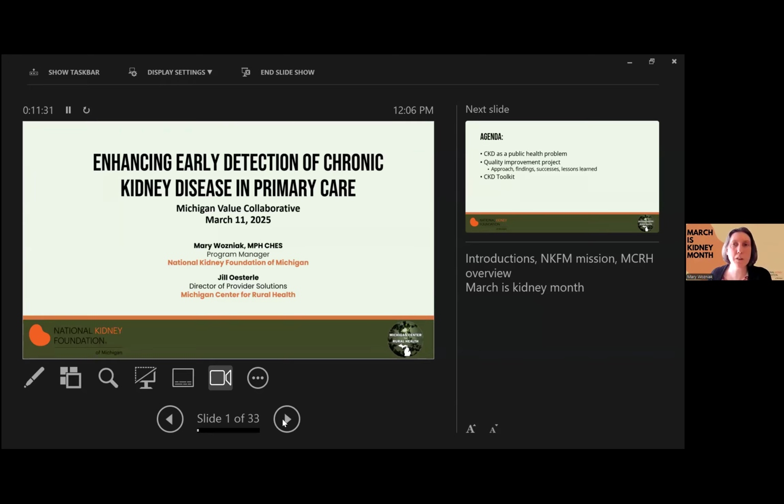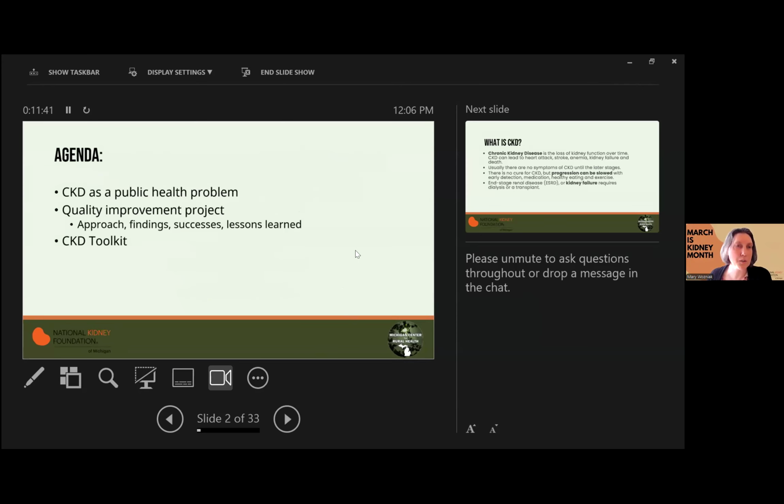So today we are going to talk about CKD as a public health problem, kind of give you the why of why we're focused on this, and then get into some more specifics around the quality improvement project that we have conducted together with Michigan Center for Rural Health.